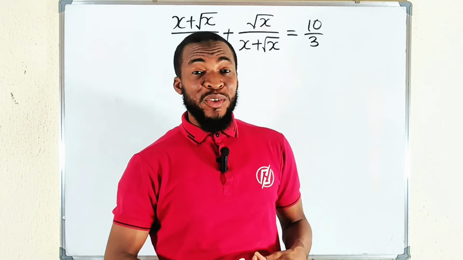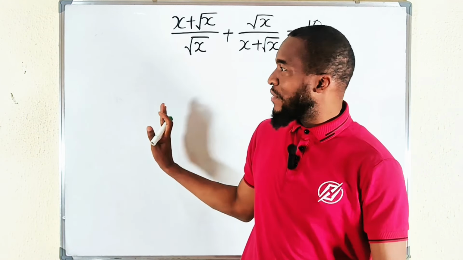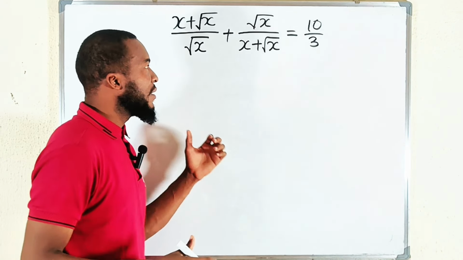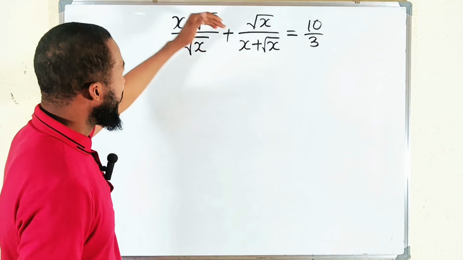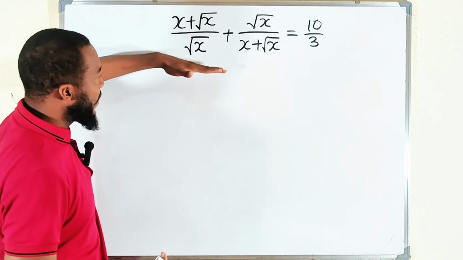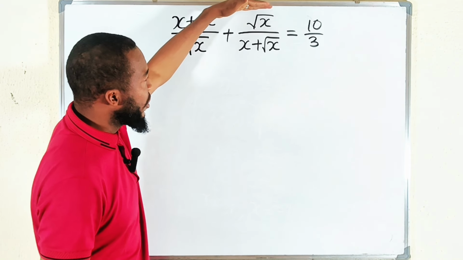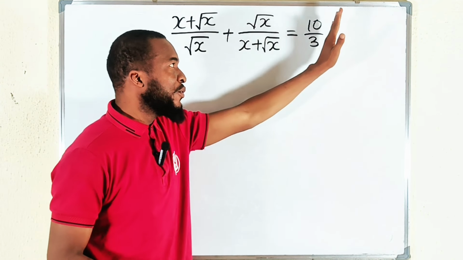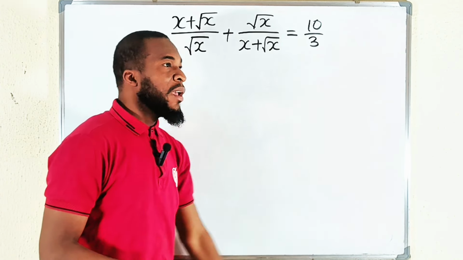Hello everyone, let us provide a solution to this interesting radical equation. We are looking for the real value or values of x that can satisfy the equation: x plus the square root of x, divided by the square root of x, plus the square root of x divided by x plus the square root of x, everything equal to 10 divided by 3.